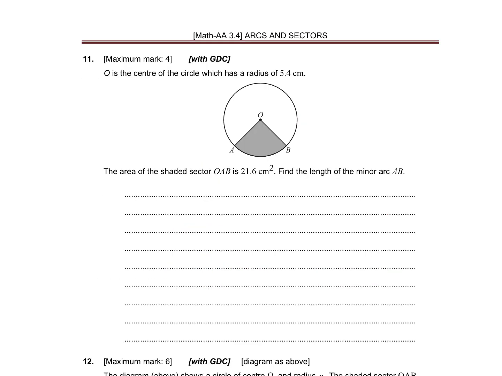All right, O is the center of a circle with radius 5.4. The area of the shaded sector is that. Find the length of the minor arc. So that's the smaller arc here. So we've got the area is this. That's equal to 1/2 r squared theta, which we're looking for. And once we find that, we're going to have r theta for the length of the arc. So theta ends up being 1.48, and then the length of the arc ends up being, when we substitute that in there, 8.